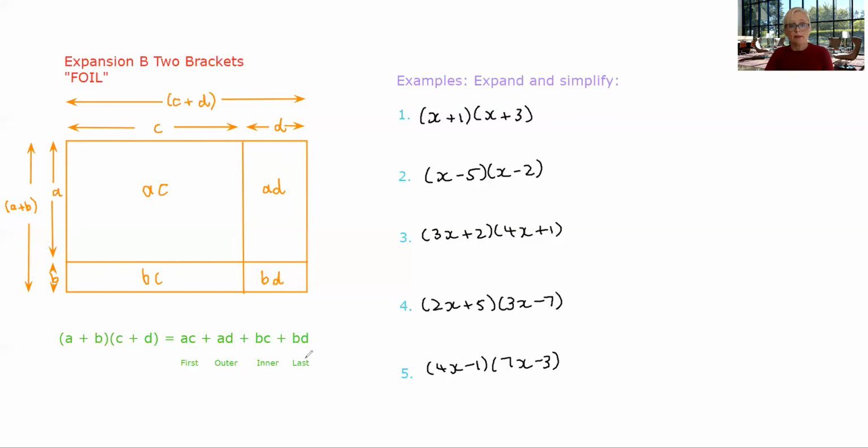Now, one way some people remember this is FOIL. So you get your two first things multiplied together. So that's your first. Your outer, so your A and your D is your outer, because they're both on the outside of the brackets. Your B times your C, so that's your inner, and your B times your D are the last things in the brackets.